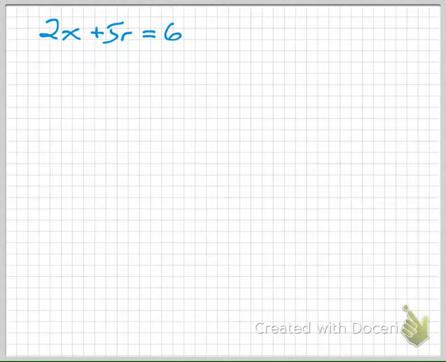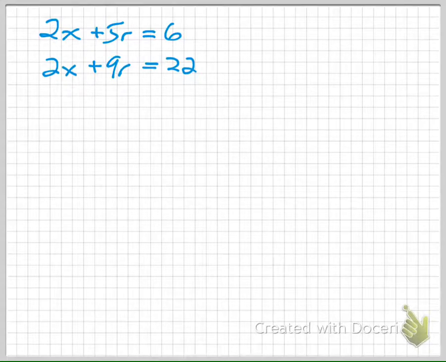Here is one that is a subtraction one, okay? Here's the deal. They look like this. 2x plus 5r equals 6. And 2x plus 9r equals 22. Now, I want you to look at this. This is how you have to recognize this. How do I eliminate these?